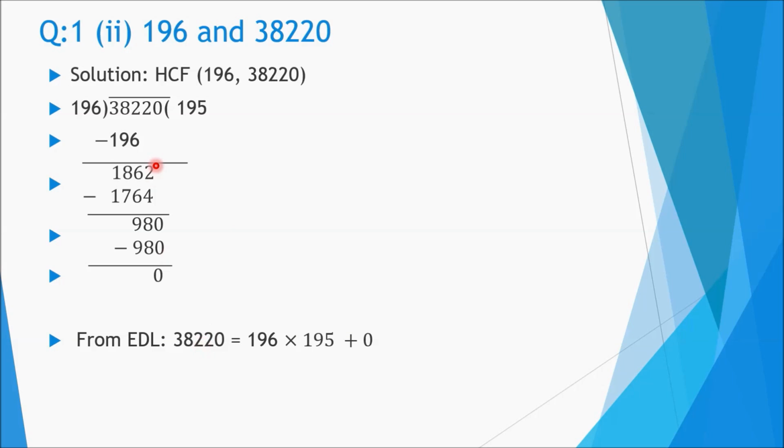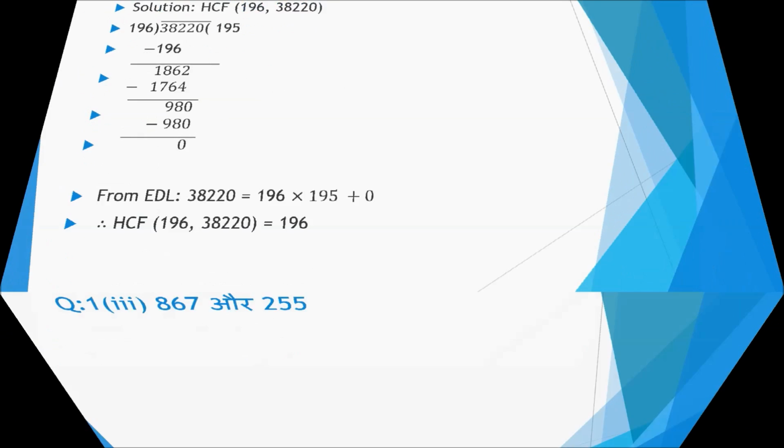So from EDL, this 38,220 is equal to 196 multiplied by 195 plus 0. And as we know, this divisor is actually HCF of these two numbers. So therefore, HCF of 196 and 38,220 is equal to 196. Now go to the next part.